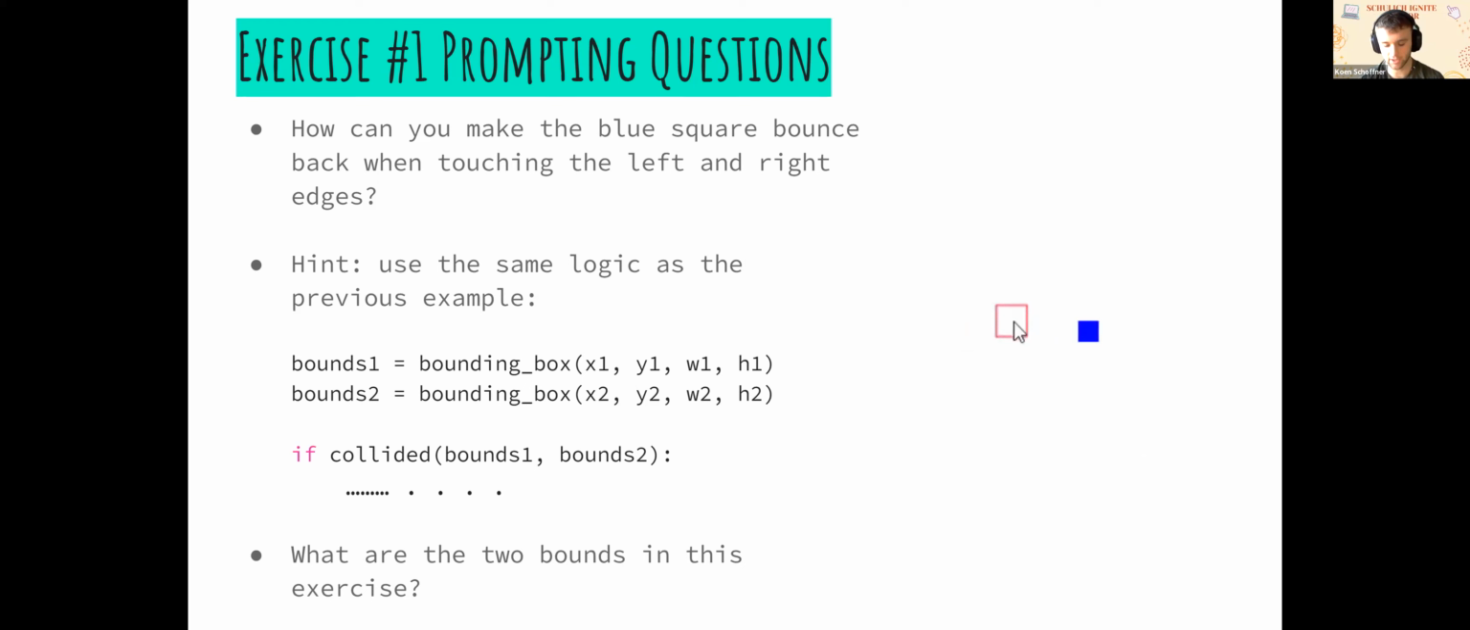These are just some questions to ask yourselves as you're going through the exercise. Can you make the blue square bounce back when touching the left and right edges? That's one thing you can do. You can use the same logic as the previous example, where you have bounds for each of the boxes, and then you have your if collided statement that checks if those two objects have collided. And also ask yourself, what are the two bounding boxes that we need to have in this assignment?